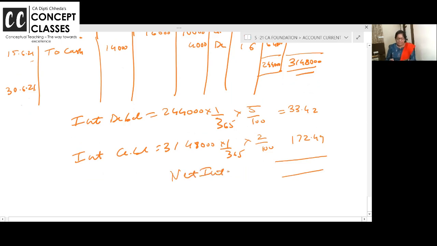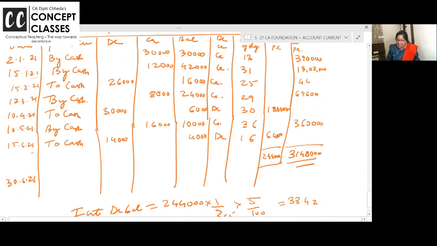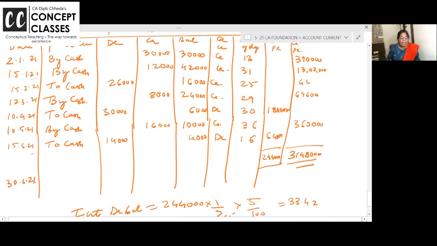Net interest is 172.49 minus 33.42. It is coming to 139. Yes, round off करके you can take 139. कितना आ रहा है देखो, 172.49 minus 33.42, 139.07, 139. They said round off to nearest rupees. So 139 interest, this time bank will pay.